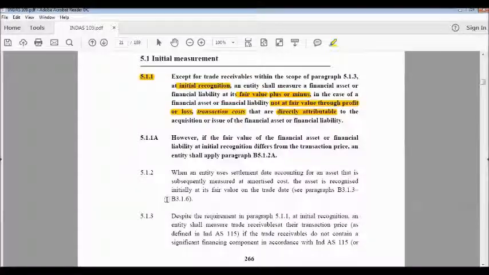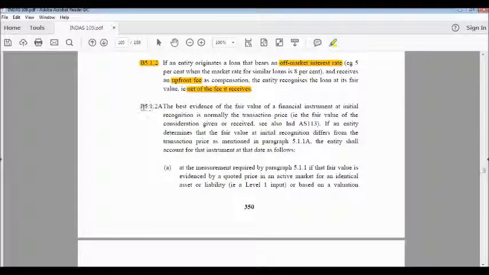So paragraph number 5.1.1A says that, however, if the fair value of a financial asset or financial liability at initial recognition differs from the transaction price, an entity shall apply paragraph number B5.1.2A. So it clearly says that if there is a difference between the fair value and the transaction value, then you have to apply the principle which is given in paragraph number B5.1.2A.